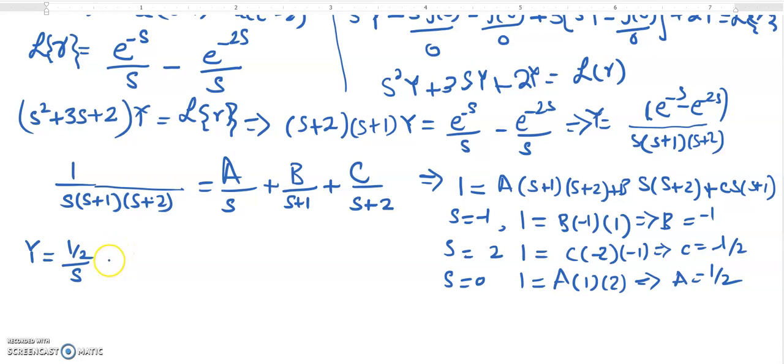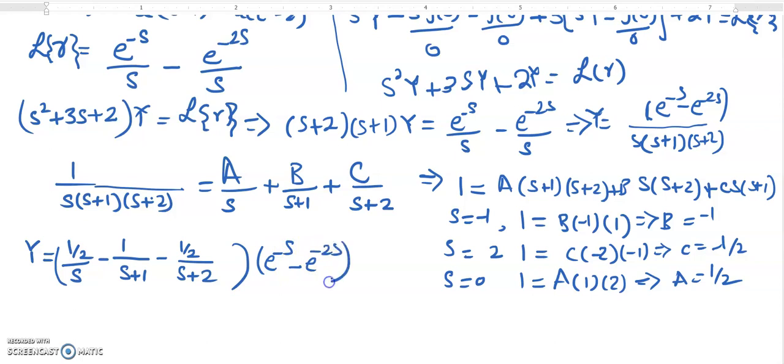Therefore, what we can write is y equal to a, which is 1 by 2 over s, plus b, which is minus 1 over s plus 1, and c is minus 1 by 2, so minus 1 by 2 over s plus 2. And then that is being multiplied by e power minus s minus e power minus 2s.